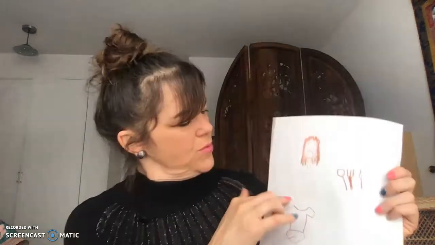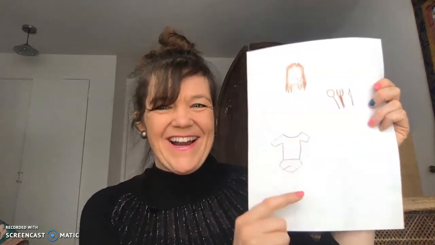And these, what are those? It's a spoon, a fork, and a knife, which is also called utensils. And there's a picture of underwear. Silly underwear. Okay, should we work on drawing the letter U?